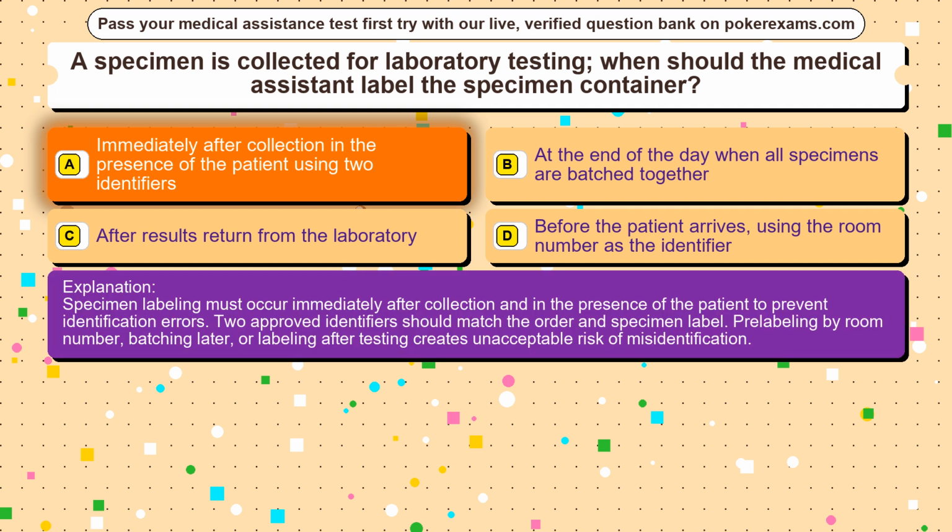Specimen labeling must occur immediately after collection and in the presence of the patient to prevent identification errors. Two approved identifiers should match the order and specimen label. Prelabeling by room number, batching later, or labeling after testing creates unacceptable risk of misidentification.